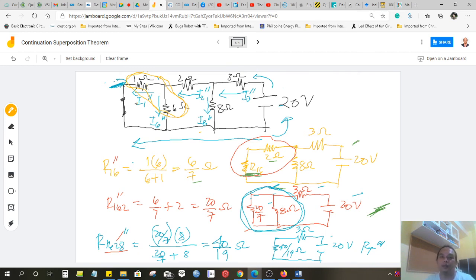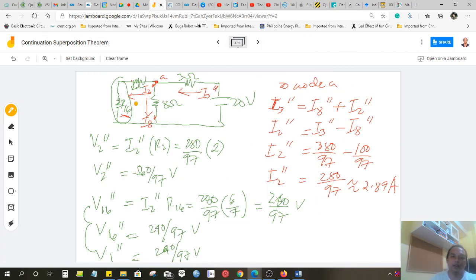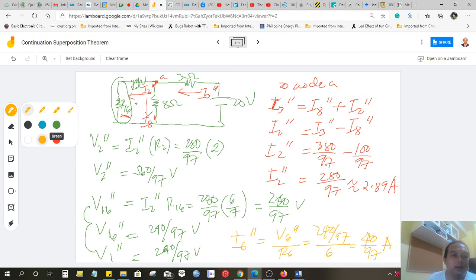Okay? So we can get the value of I6 double prime, which is equal to V6 double prime divided by R6. So we have 240 over 97 divided by 6, which is 40 over 97 amperes. So this is what we need to record, since the I6 is what was missing.